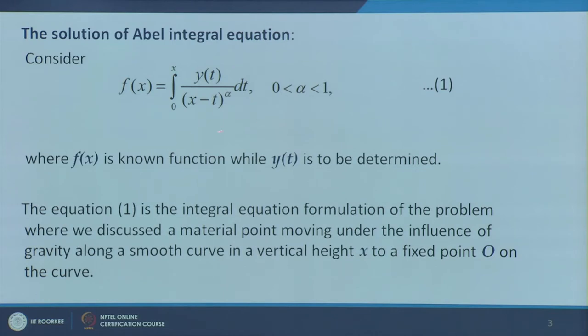You see, when you take alpha equal to half, then this equation is nothing but the equation which we discussed while we took up the case of a material point moving under the influence of gravity along a smooth curve from a vertical height x to a fixed point O on the curve. In the first lecture, we had discussed this example, which is a problem in mechanics, and we had got an integral equation of this type where alpha was equal to half. So, here we are considering a general case where alpha could be any real number between 0 and 1.